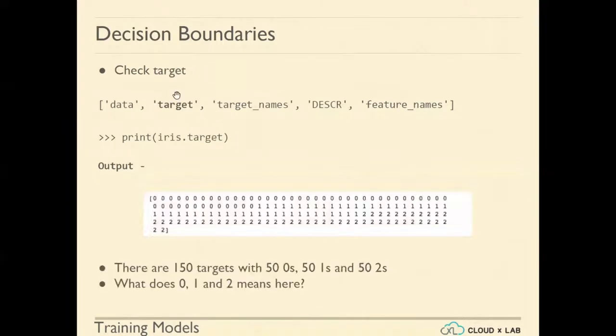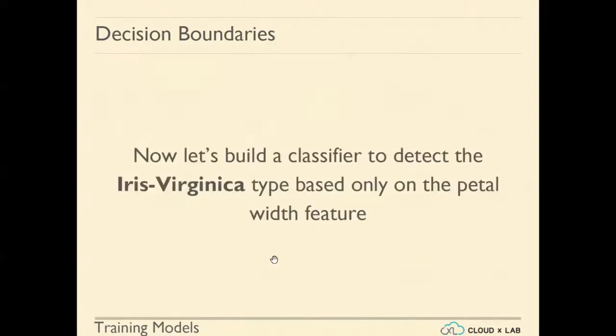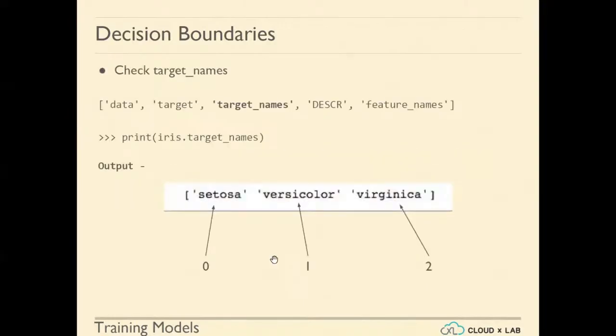Yes. If you print this target, it will print 0, 1, 2 values, right? So 0 means the first class, 1 means the second class, 2 means the third class, right? If you want to print these names, you will use target names. So since there are 3 classes, 0 is for Setosa class, 1 for Versicolor, and 2 for Virginica class, right? Okay, so any doubt?